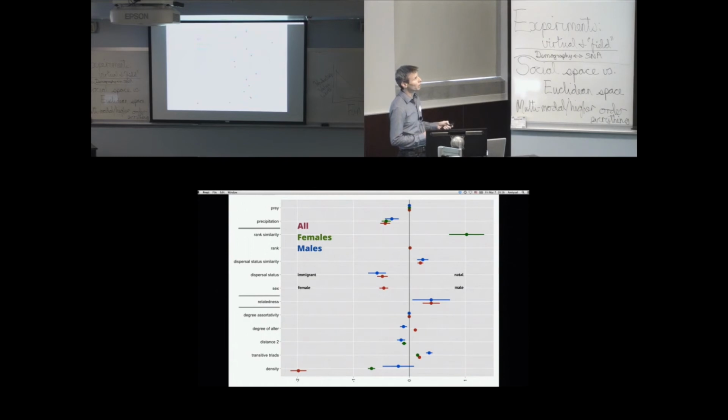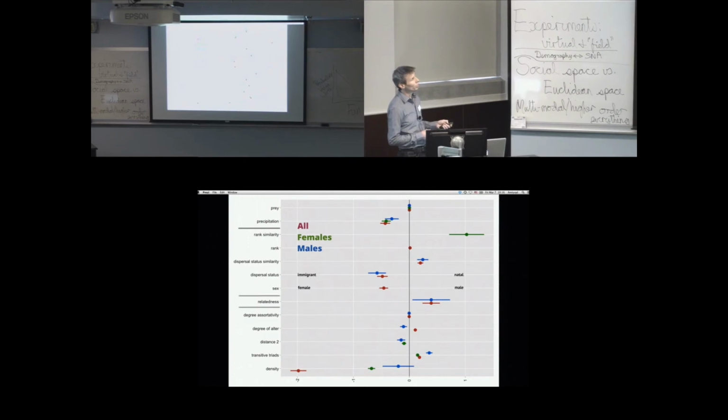Precipitation has a negative effect. So if there's more rain, there's less density. And that is in agreement with what we already know. Usually when there's more rain, the prey species are much less clustered, so the hyenas have to go farther away to find them. As for individual traits, rank similarity is positive only for females.